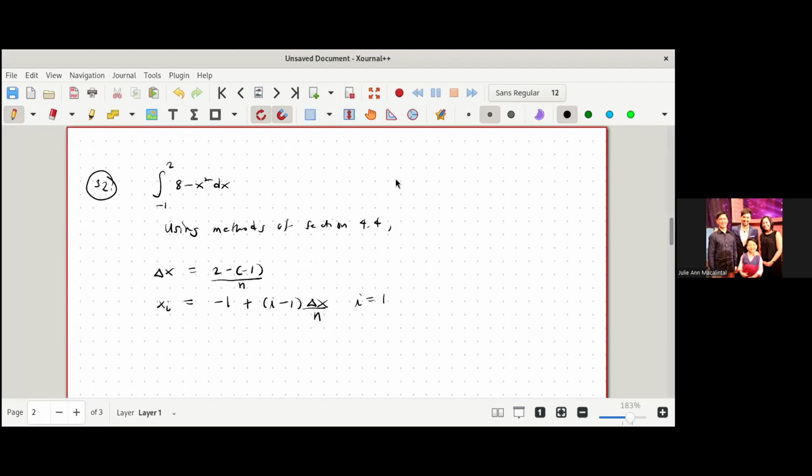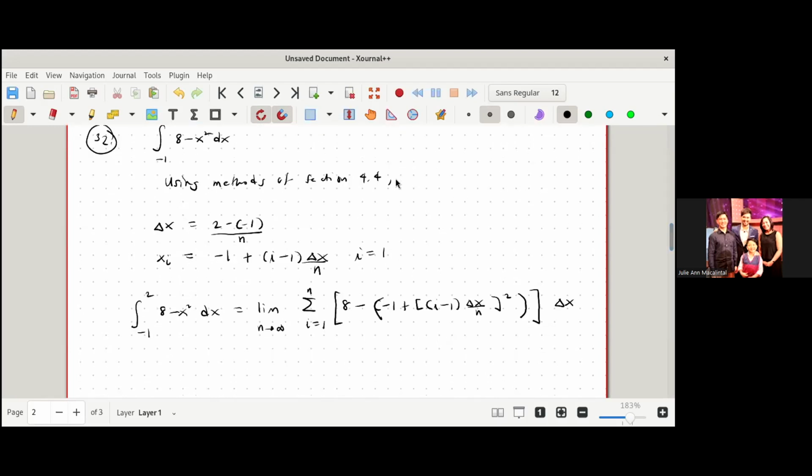Tapos yung integral, ang mangyayari, negative 1 all the way to 2, ang makukuha natin ay hindi lang sum, limit as n approaches infinity of the sum from I equals 1 to n of 8 minus negative 1 plus I minus 1 times delta x over n, squared, times delta x. Yan yung gagamitin.